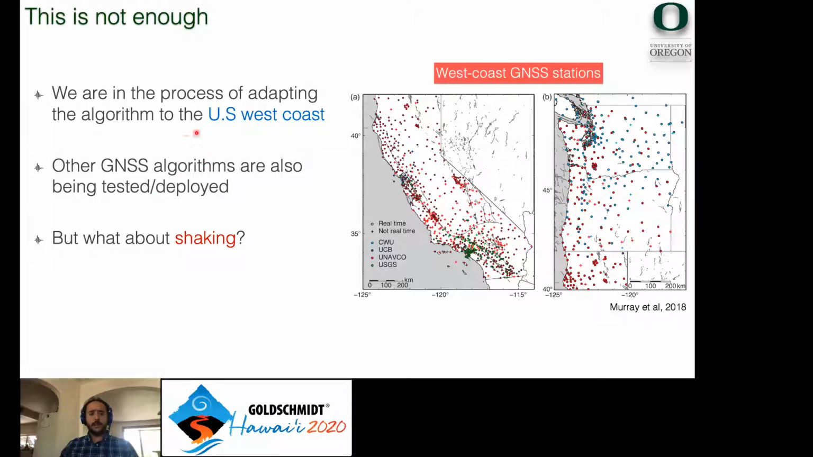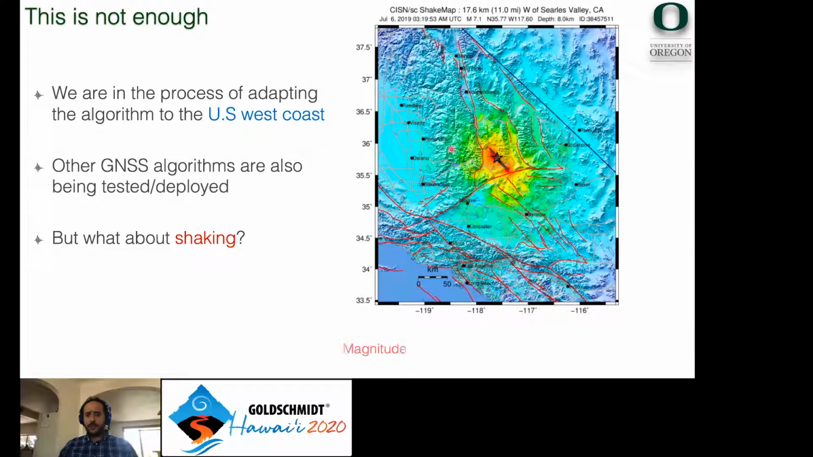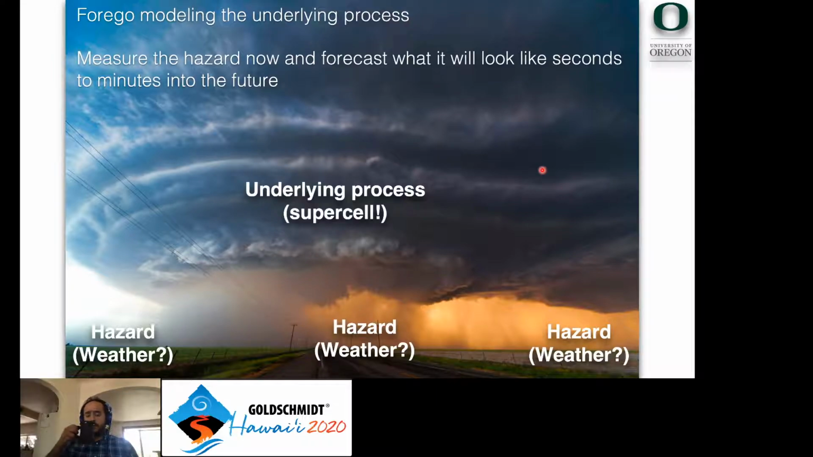But even though this is great news, we still haven't solved the problem of forecasting the shaking itself, which, as I've told you, is the ultimate goal that we're after. So actually getting this shake map got a little bit easier because we figured out magnitude saturation by including GNSS, but getting all the minute details of the shaking pattern are still very difficult, even with GNSS. So we're still chasing this model of being able to forecast the hazard everywhere surrounding this underlying process, which is the earthquake itself.